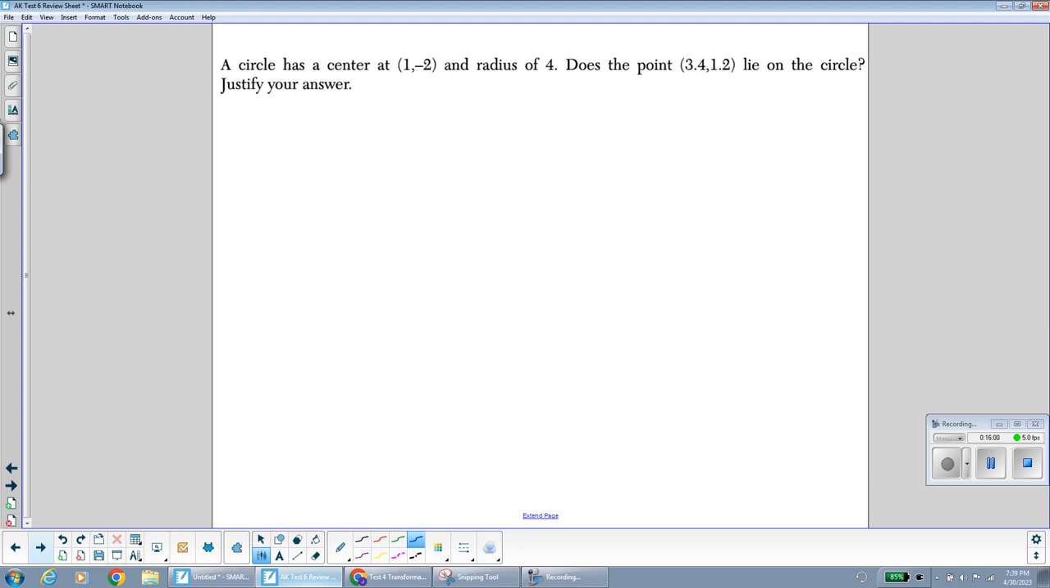One more for today's video. A circle has a center at (1, -2) and a radius of 4. Does the point (3.4, 1.2) lie on the circle? Well, first, since I have the center and the radius, I'm going to write the equation of the circle. That would be x minus the x-coordinate of the center squared plus y minus the y-coordinate of the center squared equals the radius squared.